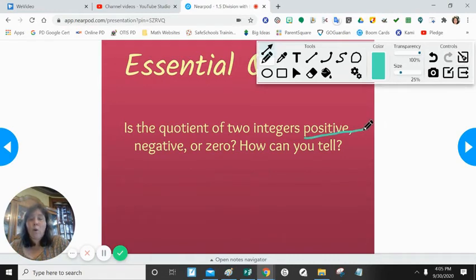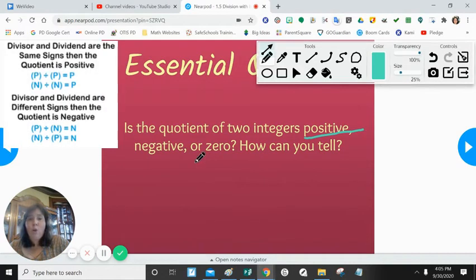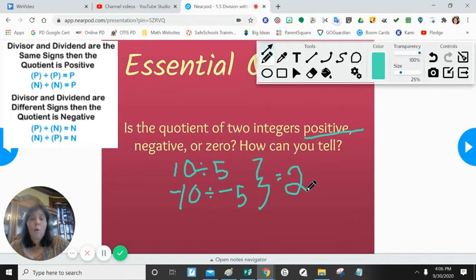Let's talk about when your quotient is positive. Your quotient will be positive when both your divisor and your dividend are the same sign. So when I have a positive 10 divided by a 5 and a negative 10 divided by a 5, my answer for both of those cases will be a positive 2. And this is similar to multiplication.